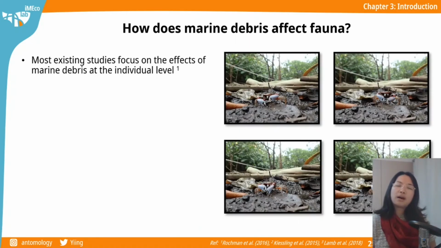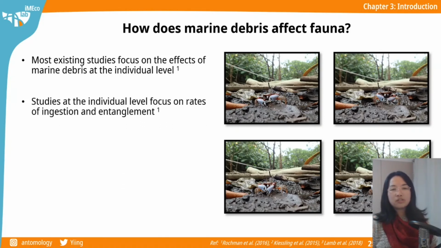And when I looked at past studies, what I found is that most existing studies focus on the effects of marine debris at the individual level. So we're talking rates of ingestion of microplastics by crabs, or entanglement by plastic debris, or those kinds of studies.